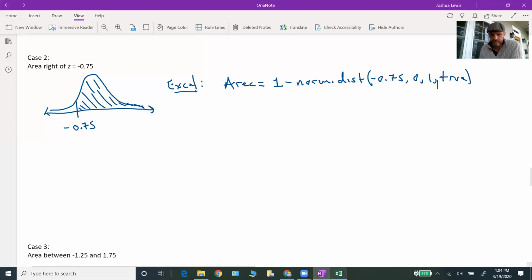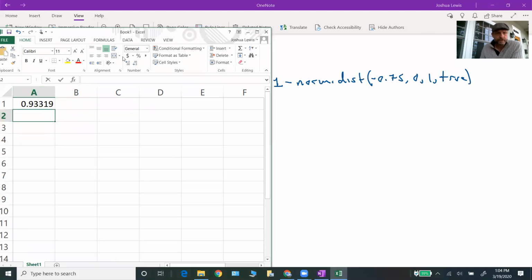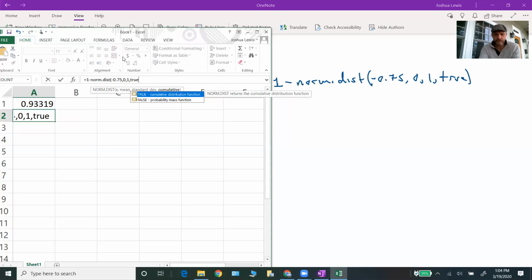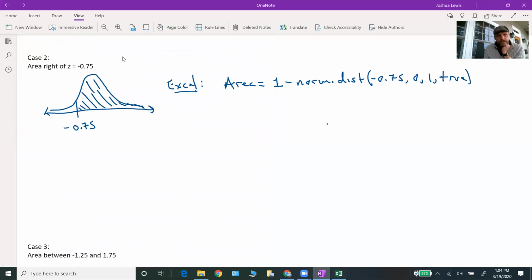Let's go do that. We're going to say equals 1 minus norm.dist, and then negative 0.75, 0, 1, and true. We get 0.77337. So I'll round to 4 decimal places. Why not? Okay.